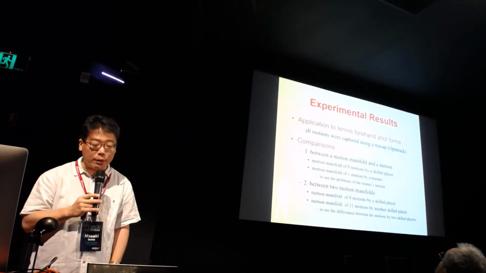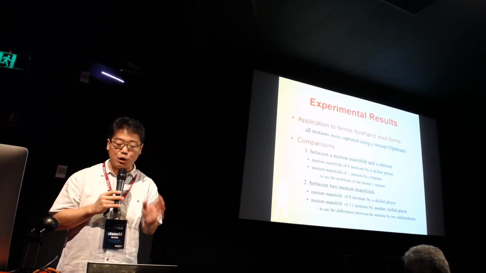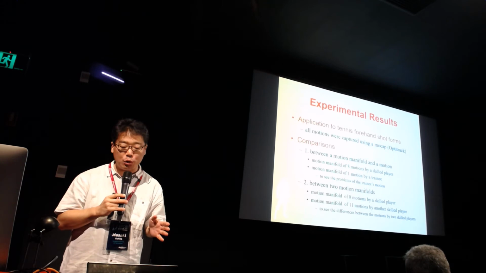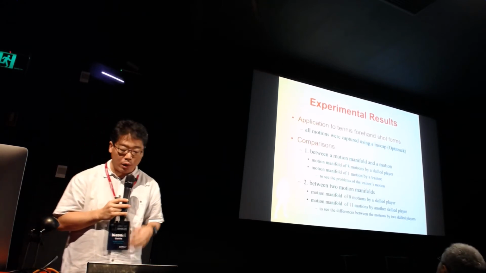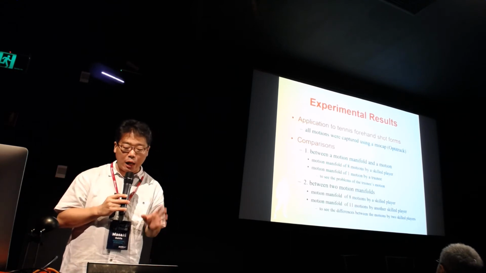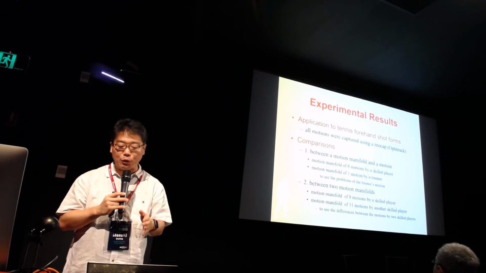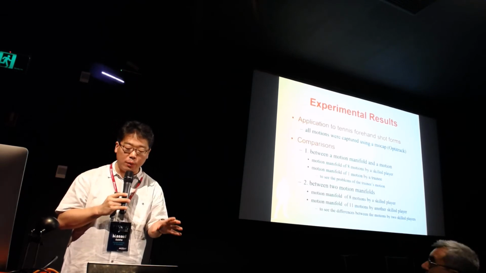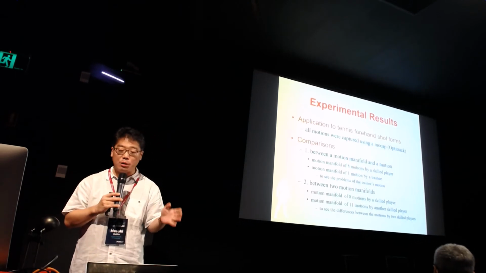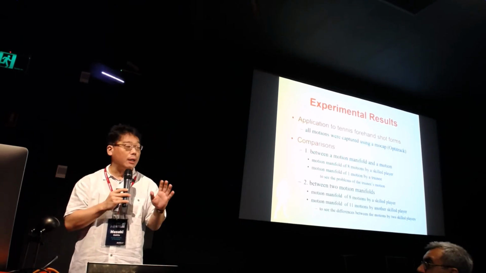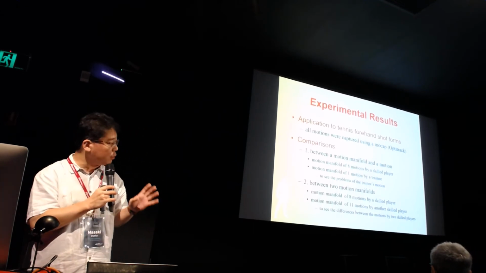Now I'm going to present some experimental results for visualization. We applied our method to tennis forehand shot form, and all motions were captured using an optical motion capture system with 12 cameras. We have done two small comparisons. The first comparison is between a set of motions by a skilled player and one motion by a trainee to see the problems of the trainee's motion. The second comparison is between a set of motions by a skilled player and a set of motions by another skilled player to see the differences of styles between the motions by two skilled players.